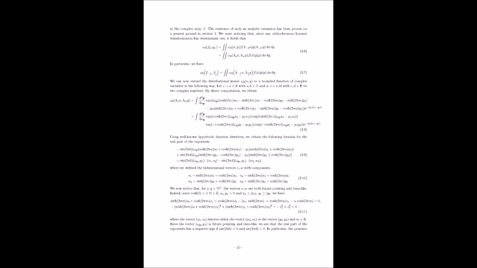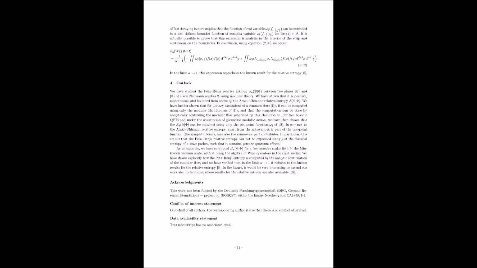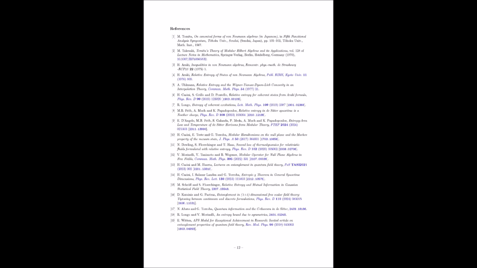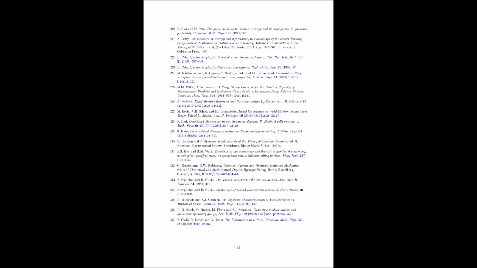The key ingredient in this derivation is the two-point function, denoted by W(x,y). This function encodes the correlations between field values at different spacetime points, x and y. So it tells us how the field at one point influences the field at another point, capturing the essential correlations within the quantum field. Precisely. The two-point function plays a central role because it allows us to explicitly calculate the action of the modular operator and its analytic continuation, which are crucial for obtaining the Petz-Rényi relative entropy.